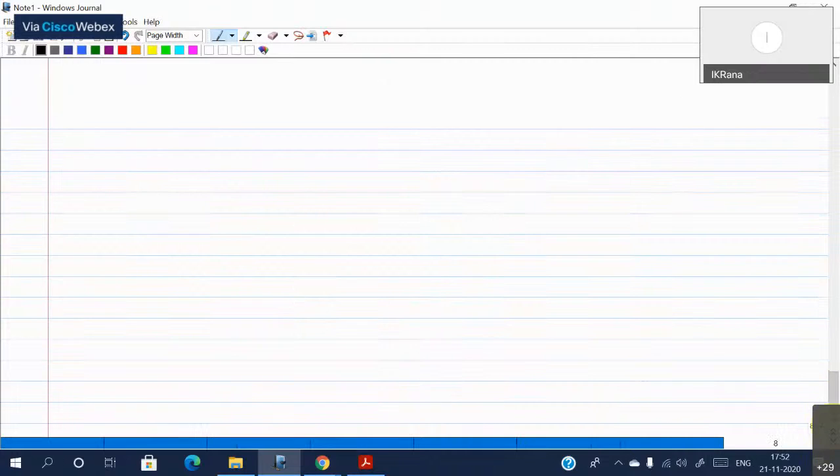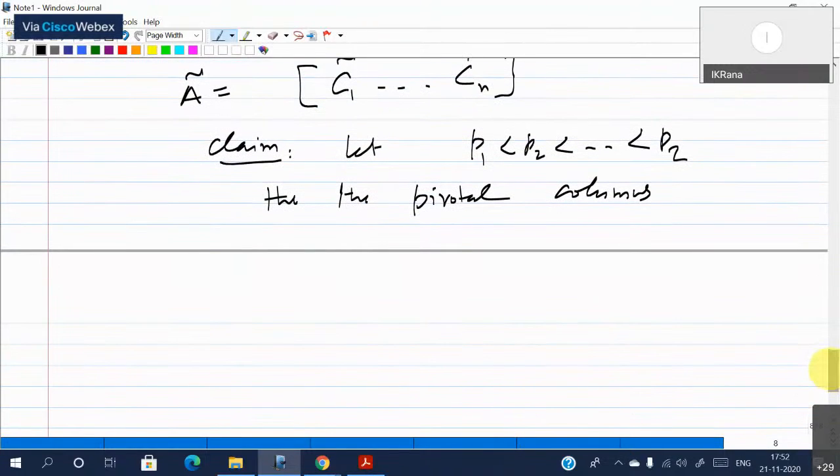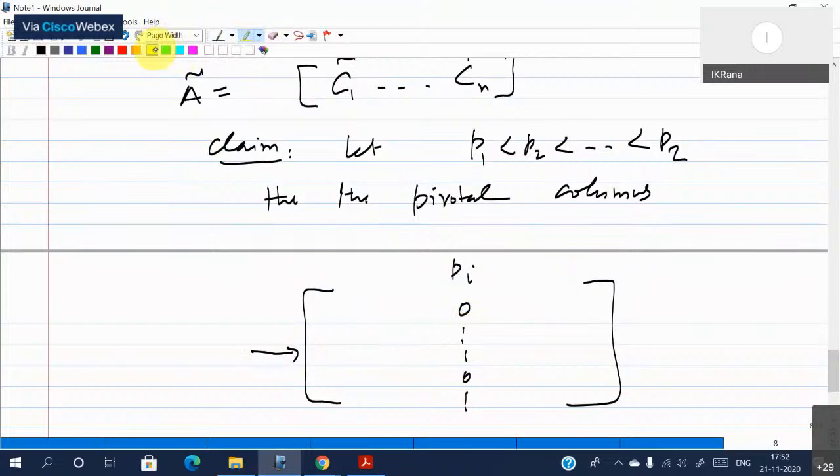So what is the property of the pivotal columns? If I write that matrix and write the pivotal column pi, it says it is 0 and 1 and 0 here, and this is the ith row and ith column. So that is the first non-zero entry for the ith row.